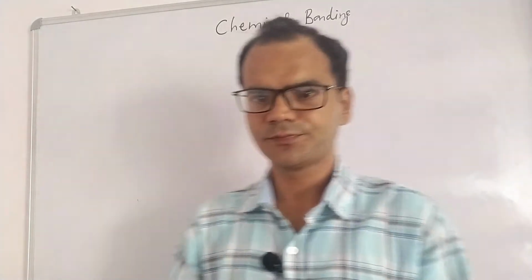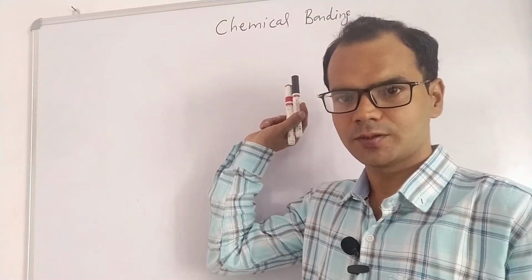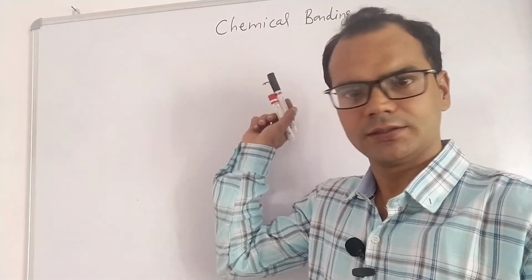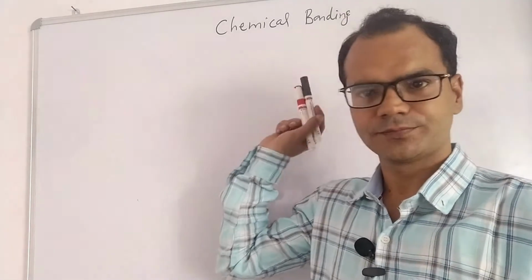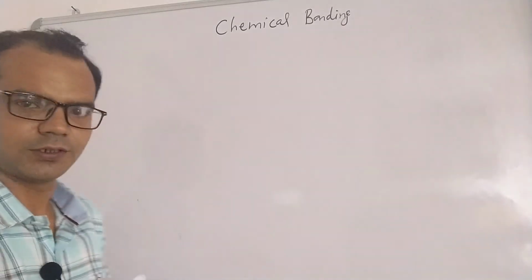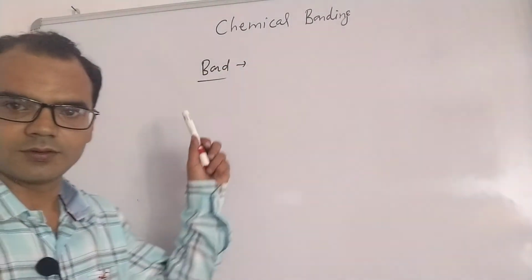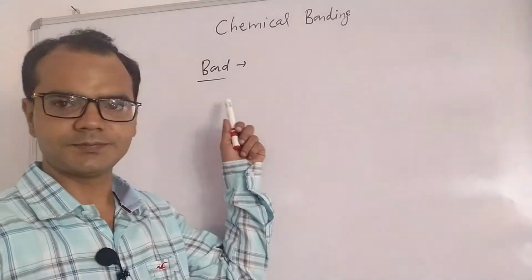Today we will discuss chemical bonding for class 11th. It is one of the most important chapters, and all of chemistry is dependent on chemical bonding. So what is a bond? What is a chemical bond?